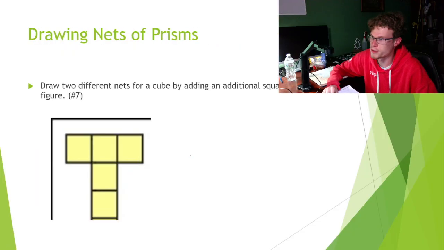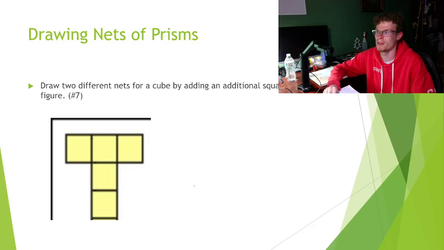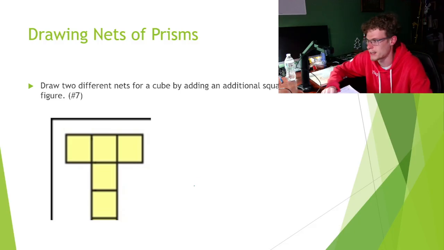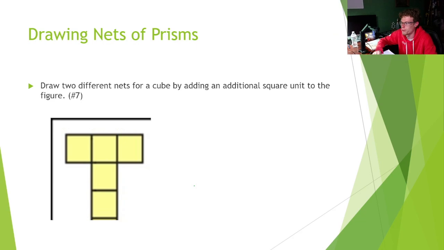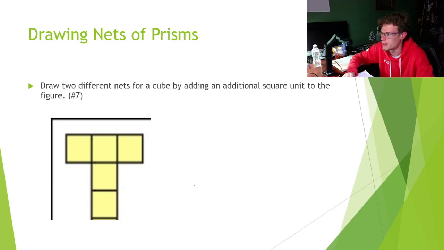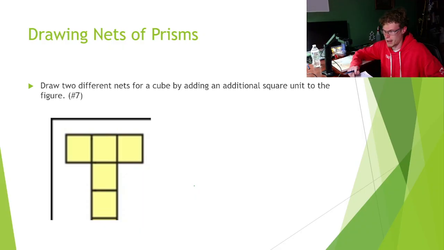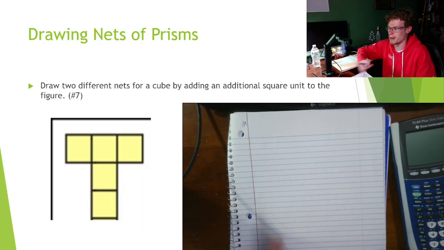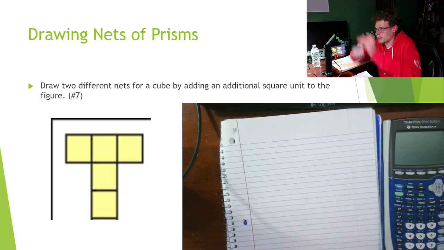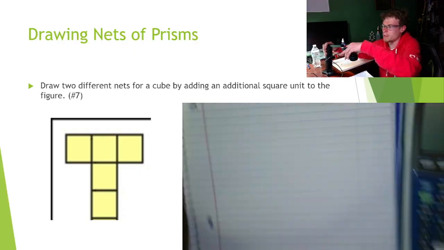Next, draw 2 different nets for a cube by adding an additional square unit to the figure. That's what the question is asking. And again, you might not be able to see the whole thing, so let me back up a little bit. There we go. So by adding an additional square unit to the figure. I'm actually going to pull this up on the doc cam. It might come in handy a little better. Let's blow this up a little bit. Hopefully you can see that a little better.